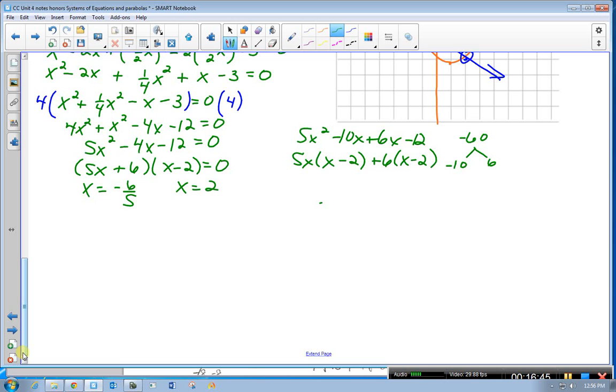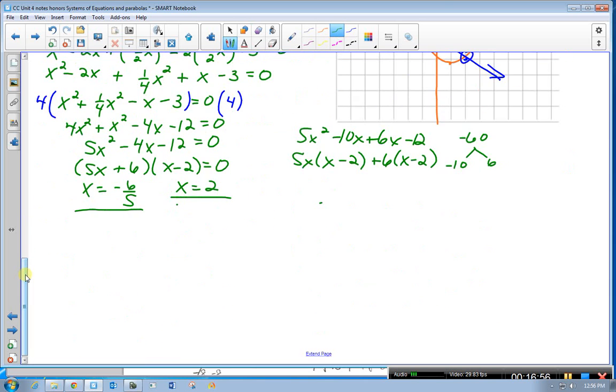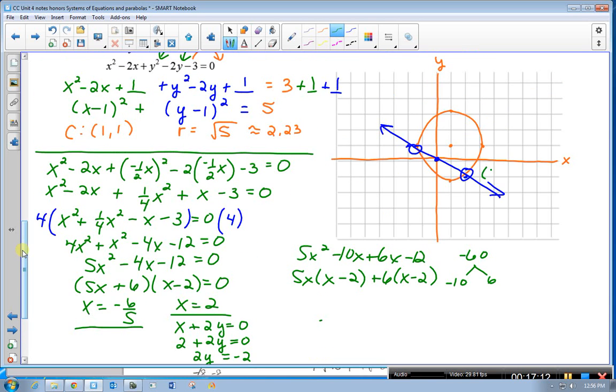So that should make some sense. And then from there, I'm just going to plug in to find y. So x plus 2y equals 0. So 2 plus 2y equals 0. So 2y equals negative 2. Y is negative 1. So 2, negative 1 is this intersection right here.